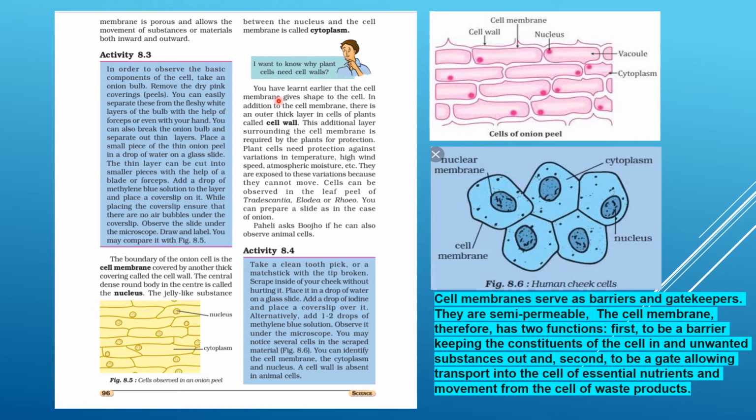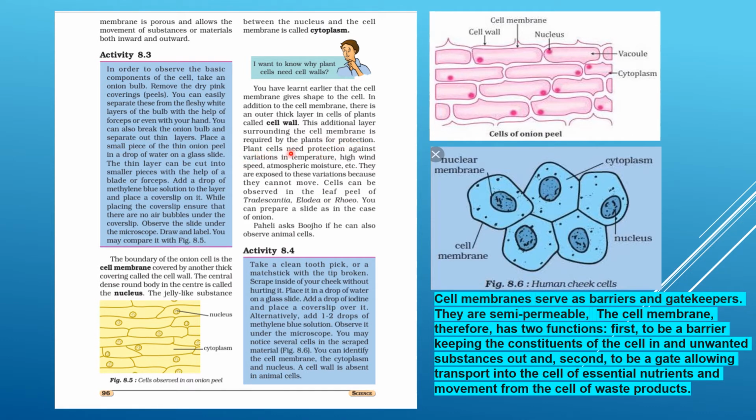We have learned earlier that the cell membrane gives shape to the cell. What is the work of the cell membrane? It gives shape to the cell. There is an outer thick layer in the cell of the plant. It is called the cell wall. The cell wall is only present in plants. It is the additional layer surrounding the cell membrane.